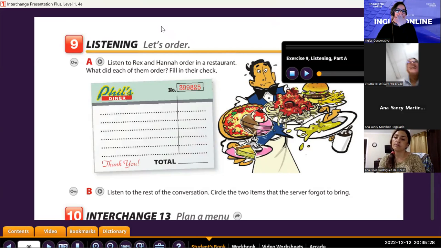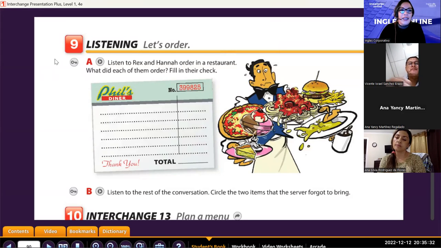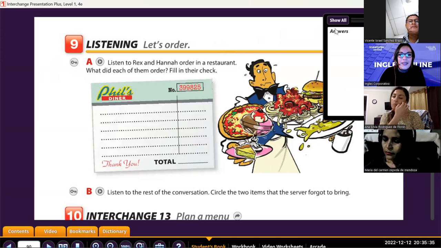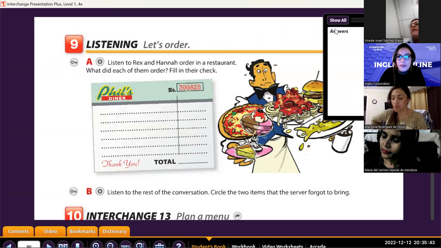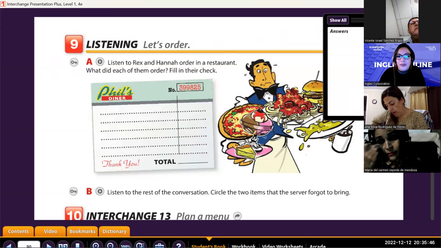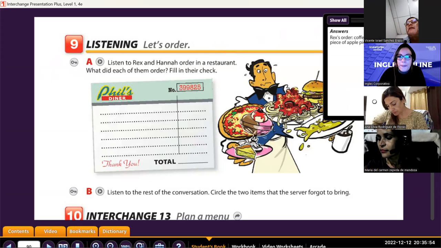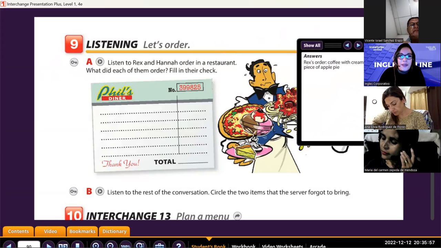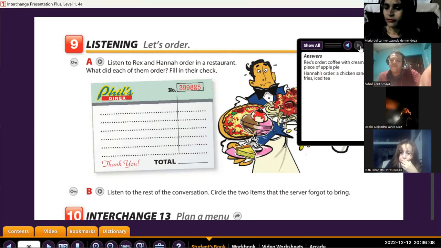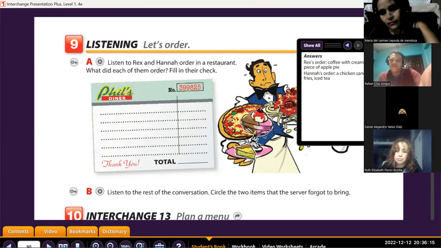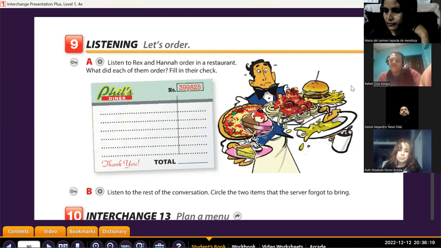Now we are ready. Okay. Let's check. What did I order then, Vicente? Rex says he wants a cup of coffee with cream, sugar, and apple pie. Yes, coffee with cream and sugar and a piece of apple pie. Right. Good. I volunteer to say what Hannah ordered. French fries, chicken sandwich, iced tea. Okay, let us check. Yes, a chicken sandwich, French fries, and iced tea. And that's it. Excellent. Very well done.